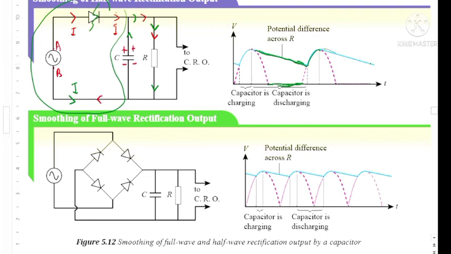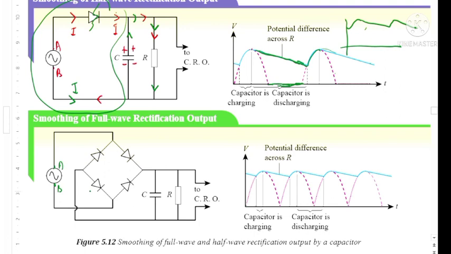If you look at the output of the current produced, it is much better than the one without a capacitor. It is more steady than without a capacitor. So that's why in this case, a capacitor is used to smooth out the output current of the rectification process. The same thing happens for the full wave rectification. You can discuss it by using the same method.